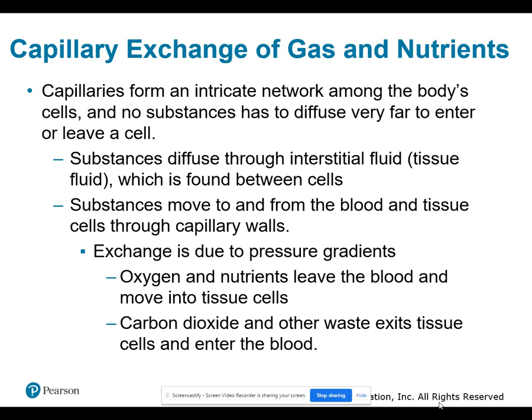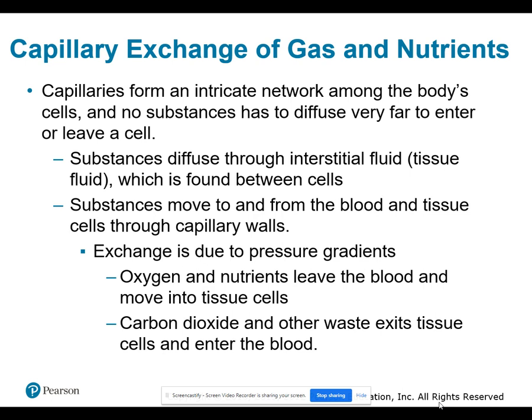So what exactly are capillaries again? Again, they're an intricate network of blood vessels among the body's cells. No substance has to diffuse very far to enter or leave the cell in order to get into the capillary. What happens is substances diffuse across something called interstitial fluid, and this is known as tissue fluid. This is going to be found between the cells, hence inter.